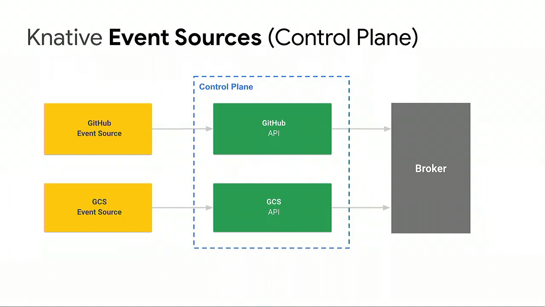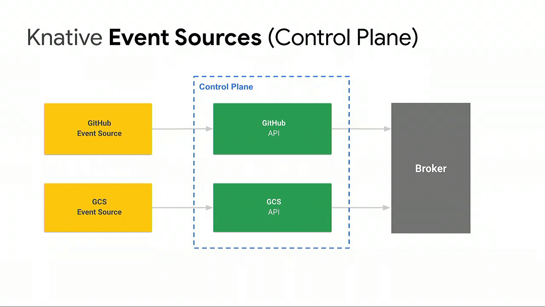So really, this is just a simple picture where the event sources on the left-hand side, the yellow ones, are the custom pieces of code that run on your cluster. There are two of them there, a GitHub one and a GCS one, and both are talking to a control plane. One is talking to the GitHub API, the green one, and the other to cloud storage. And they are establishing that data plane on the right-hand side to the broker. Conceptually, they're saying, please go and send those events.